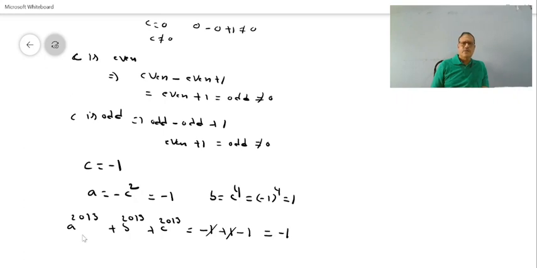So what is the value of a to the power of 2013 plus b to the power of 2013 plus c to the power of 2013? That value is equal to minus 1.